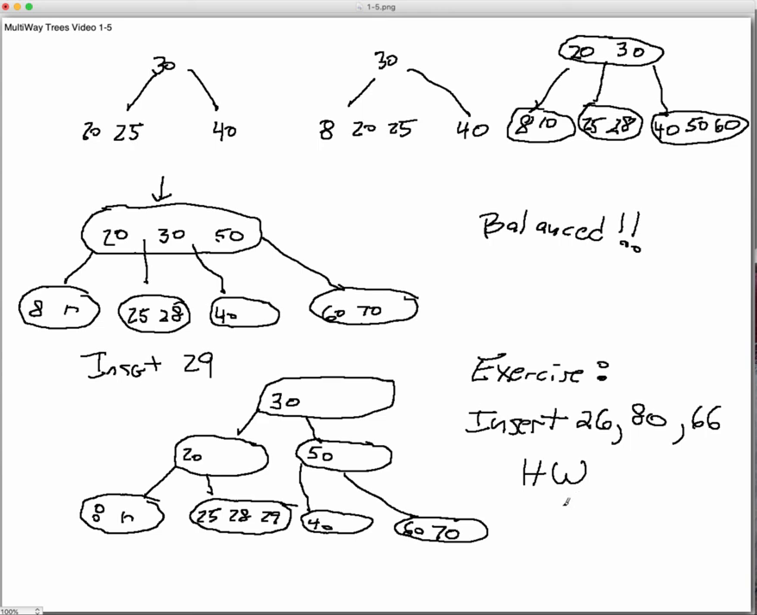But I want to go back to something else now, because we've talked about how to insert. The other question is how would you search? So for example, suppose I'm given this tree over here, and I'm asked to search.